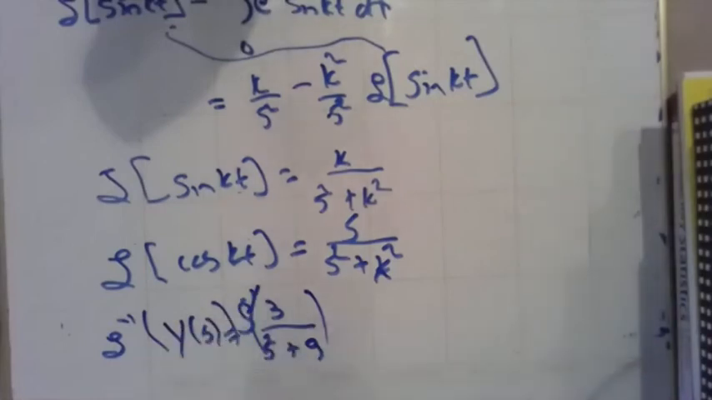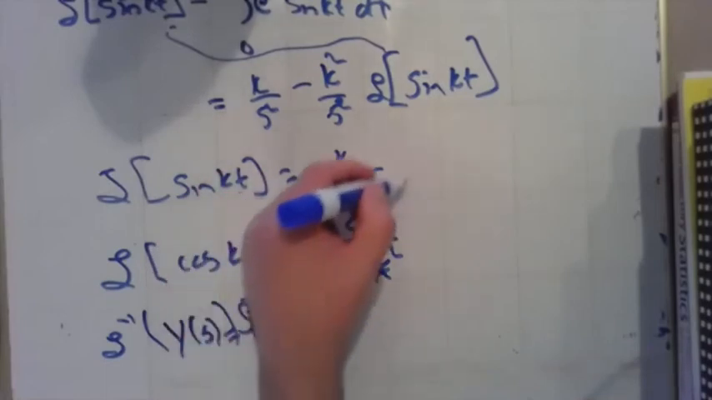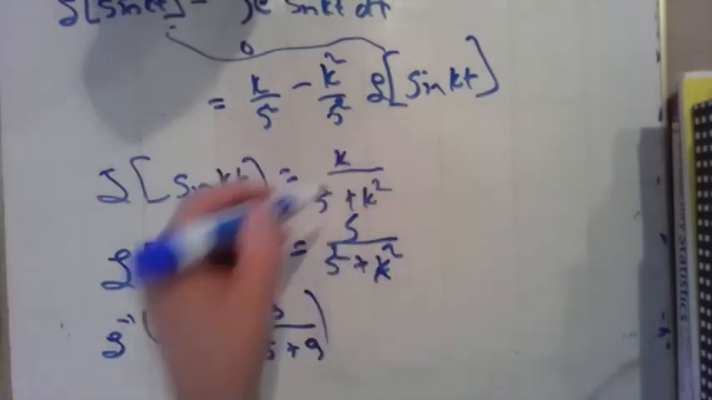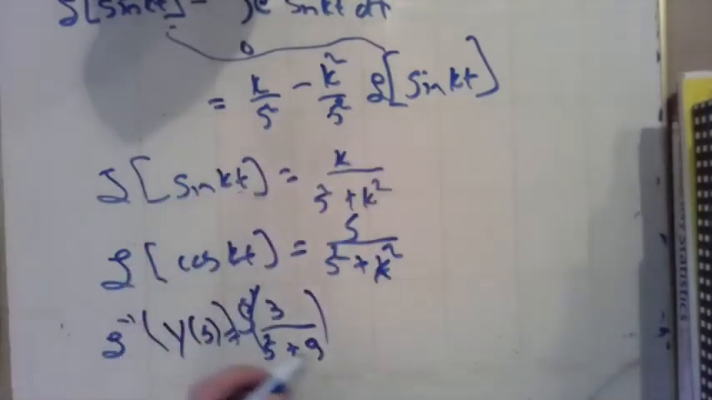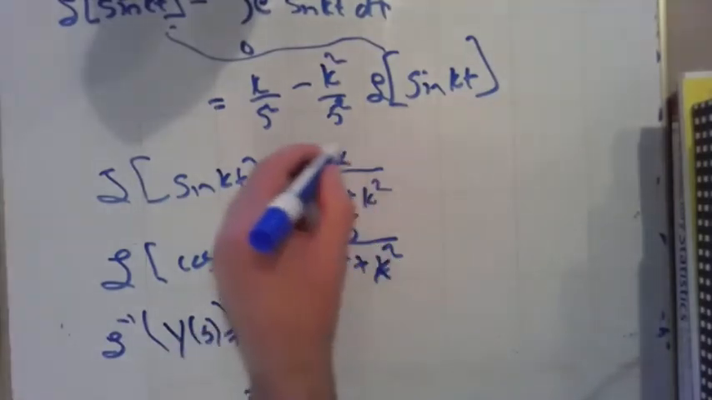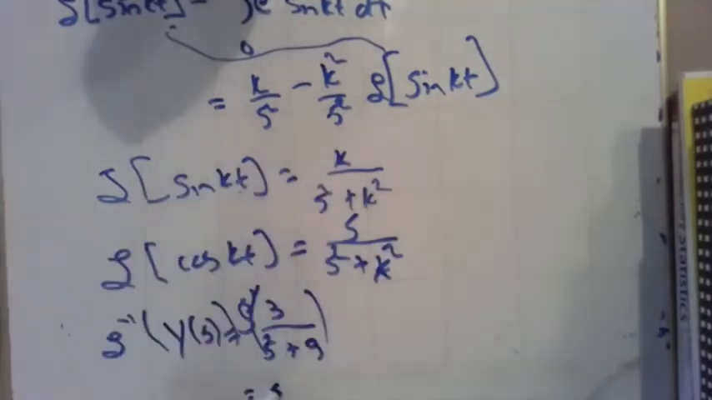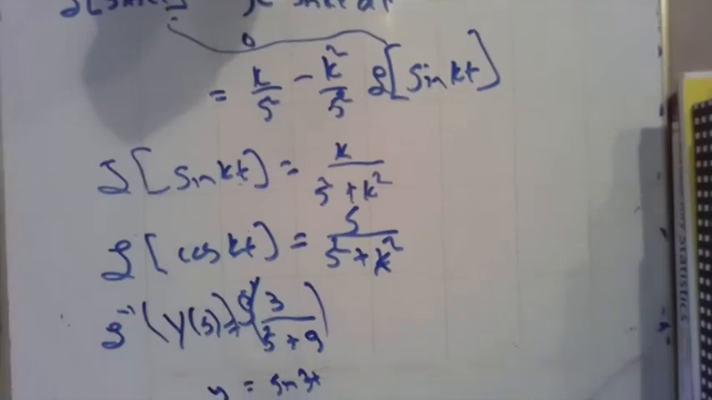Then I would look in a table and say, okay, who does this match with? Oh, that matches with this guy where k is 3. So the inverse Laplace transform here, it matches with this one, will be sine of 3t. And the inverse Laplace transform of capital Y would be little y.